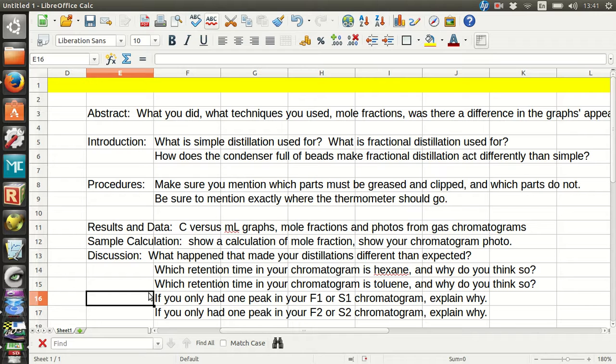Just a little hint. We took our gas chromatograms a week after we did the distillations, so there was some time for things to evaporate. So that may influence how many peaks you got on your chromatogram. It's up to you to figure out which one would have evaporated. If this problem happened to you, which one is it that evaporated and which one is it that stayed in your vial to form a peak on the gas chromatogram.